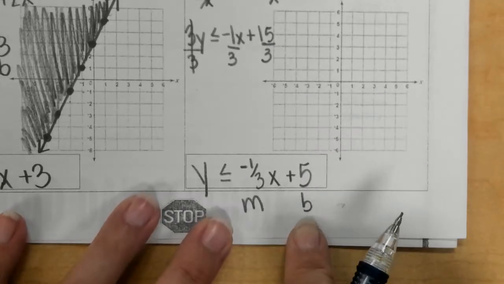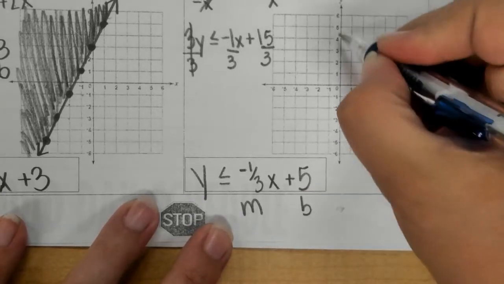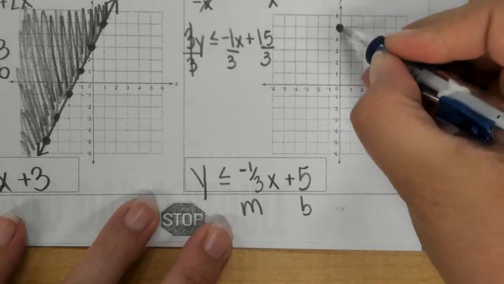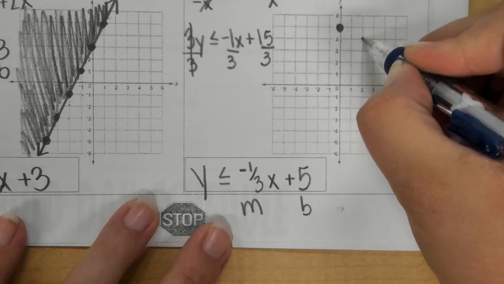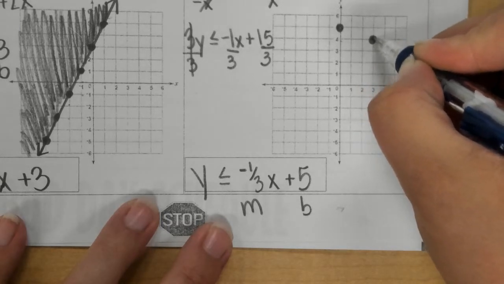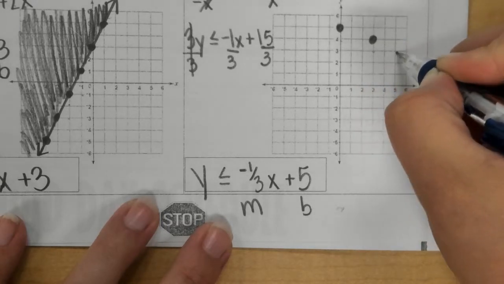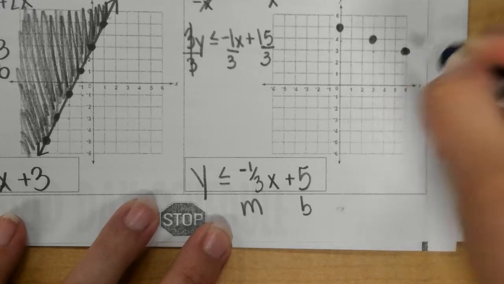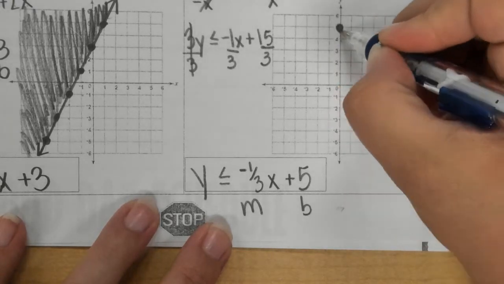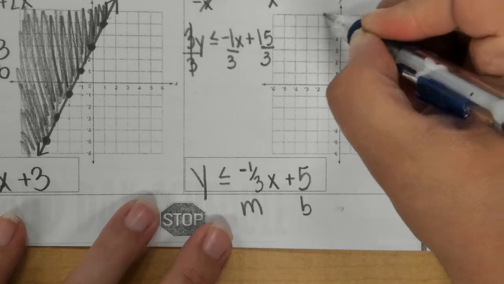So we've got our slope and our y-intercept. We're going to start at 5. It says we're going to go down 1, but then it has a positive 3, so I'm going to go to the right. Down 1, positive 3. Go back up to the y-intercept, 5. Go up 1, left 3.